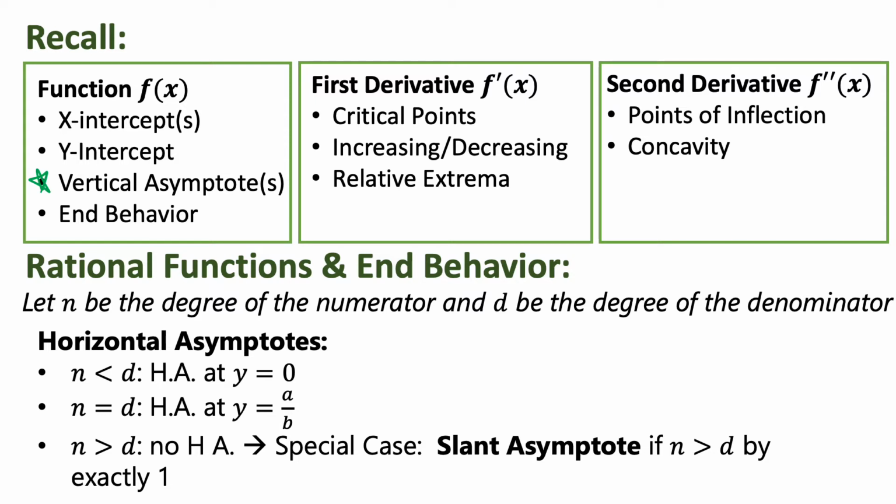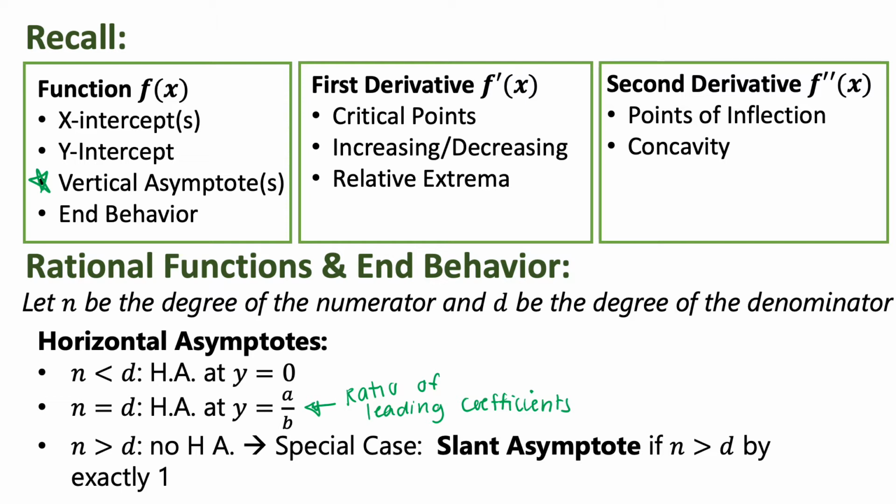Let n be the degree of the numerator and d be the degree of the denominator. Your horizontal asymptote is then dependent on the relationship between those two degrees. So if the numerator degree is less than the denominator degree, then you have a horizontal asymptote at y equals 0 on the axis. If your numerator degree and denominator degree are equal, then you have a horizontal asymptote at y equals a over b, where a over b is the ratio of leading coefficients of the numerator and denominator. And then if the numerator degree is larger than the denominator degree, you have no horizontal asymptote.